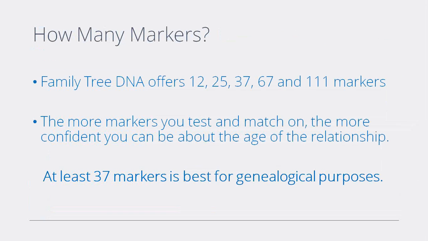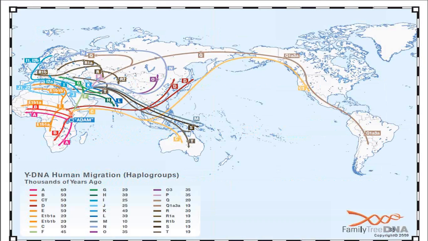But just be aware that you're going to match many more people than is relevant for your genealogy at those lower levels. So we do recommend 37 or higher. And you'll see on our main products page, we don't even list below 37 anymore. We do still have the 12 and 25 available through our projects.